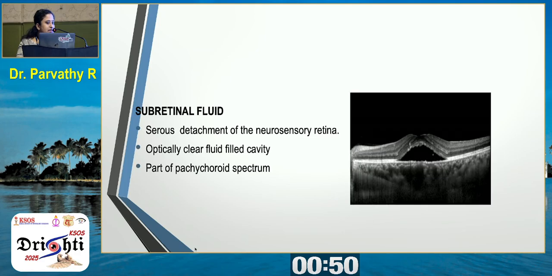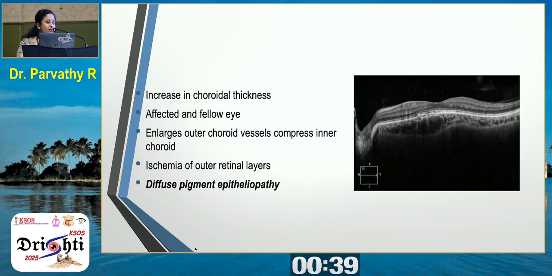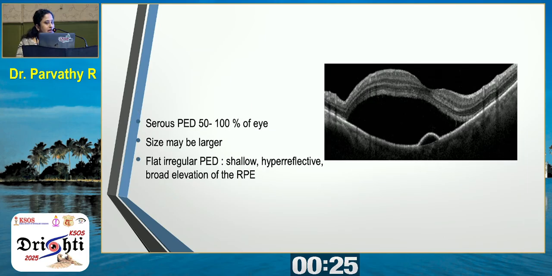Next we have CSCR, which is the serous detachment of neurosensory retina, and is characterized by presence of an optically clear fluid-filled cavity. It is considered to be a part of the pachychoroid spectrum, in which the choroid vessels are dilated in both affected and fellow eye, and these enlarged vessels can compress the choriocapillaris, and ischemia of outer retinal layers occurs, resulting in diffuse pigment epitheliopathy, which can later lead to CSCR.